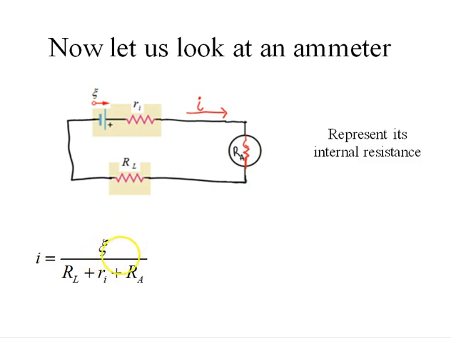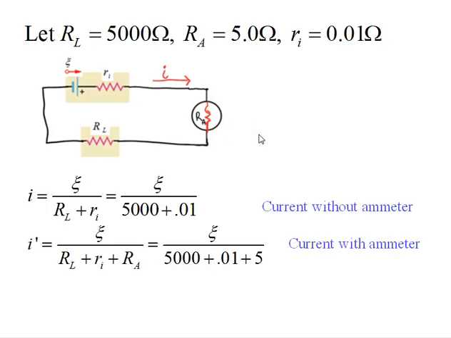And now we can see that our current in the circuit, instead of being our EMF divided by RL plus the internal resistance of the battery, we have to include in that plus our RA. So we're going to decrease the current through the circuit by inserting an ammeter. So let's look at some examples.